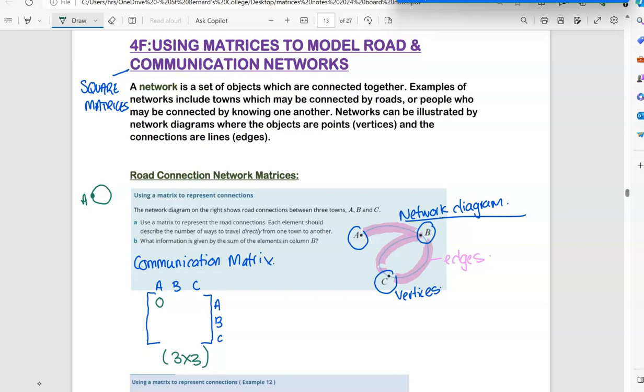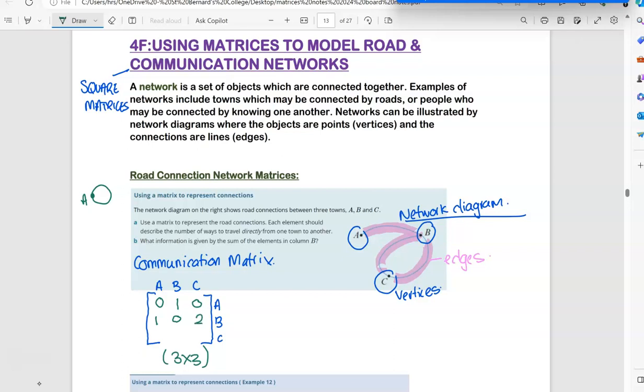What about if we go between A and B? Is there a path between A and B? There's one of them, so we'll do that. Between A and C, there's no connection. Then you just go through the same thing. Between B and A, there was 1, and between B and B, there's no looping in that one. And between B and C, there's actually 2.